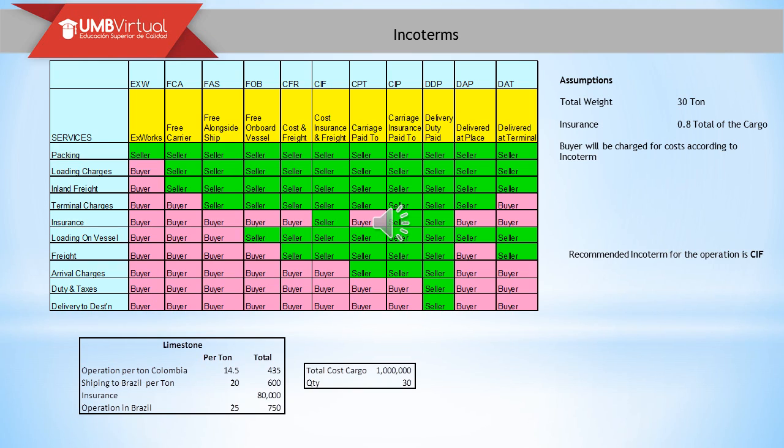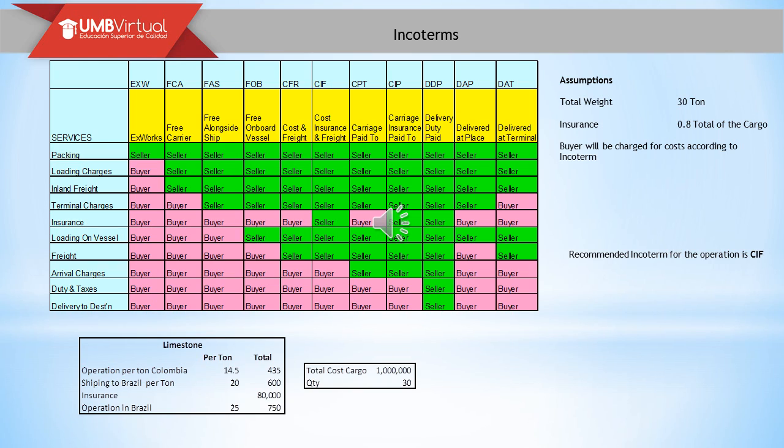And then, on the other hand, the buyer is going to take care of arrival charges, duties and taxes, and delivery on site. Those costs cover the operations in Brazil, or $25 per ton. That is $750 for operations.